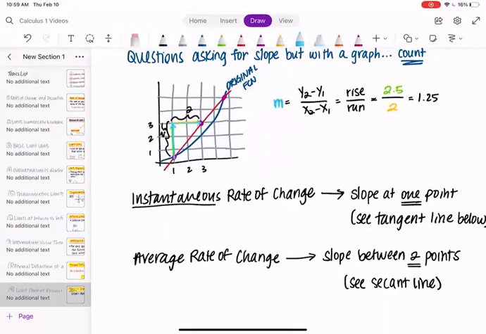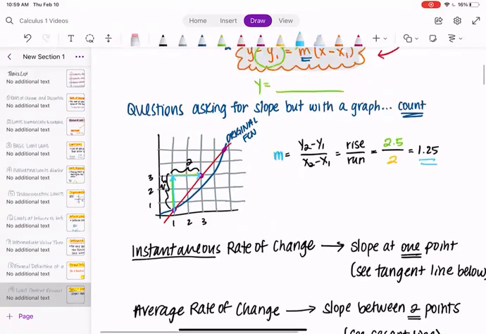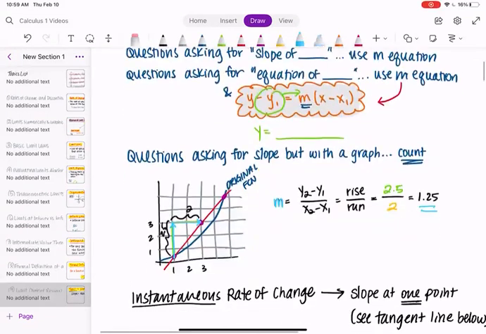here, and that was 2 boxes. So that's where this 2 came from. So then I simplified that and got 1.25. So that's my slope. So honestly, it's easiest to count if you're having a graph, or plug in the values of the points you're given up there.